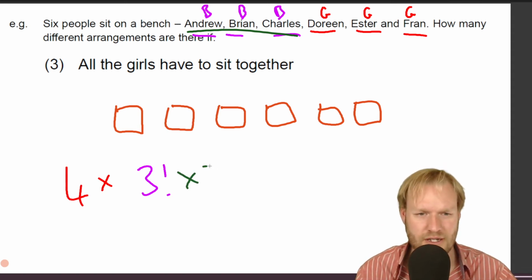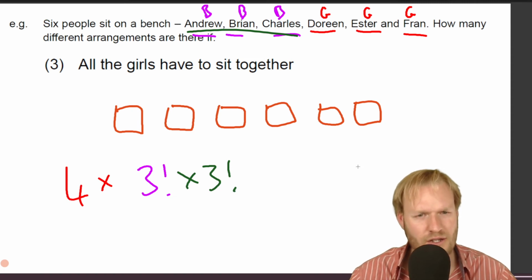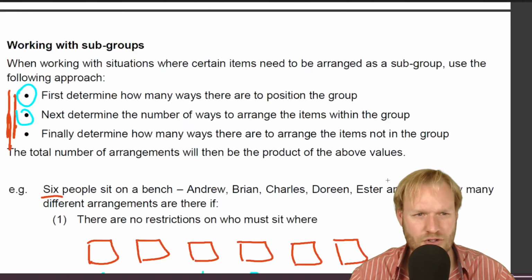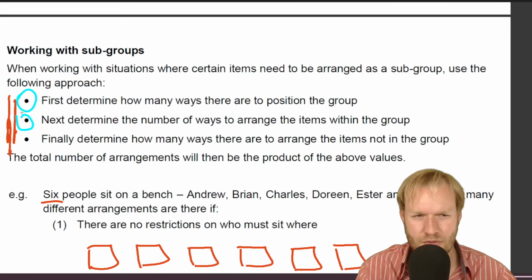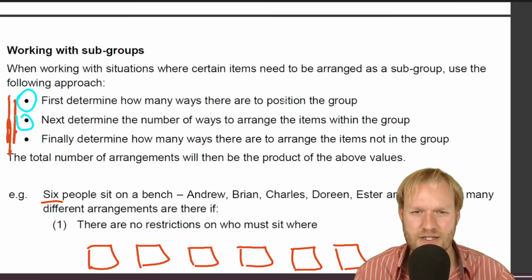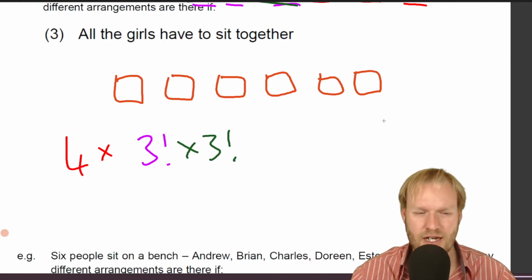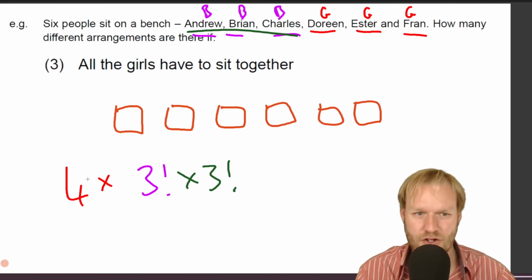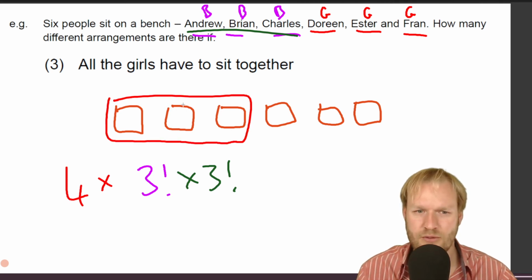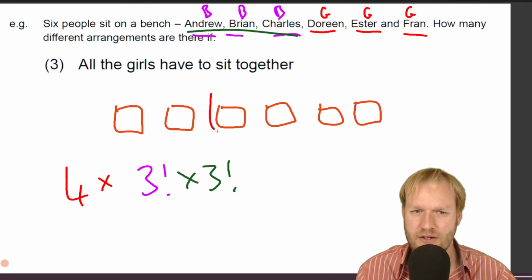So we're going to multiply that by 3 factorial. I'm just going to scroll up to see how this was written. First, determine how many ways there are to position the group. So that was the first thing we did. The first thing we looked at was how many different ways there were for the girls to sit together. So we highlighted and went, there was one way, there was another way, there was another way, and there was another way. So there are 3 different ways of seating all 3 girls together.